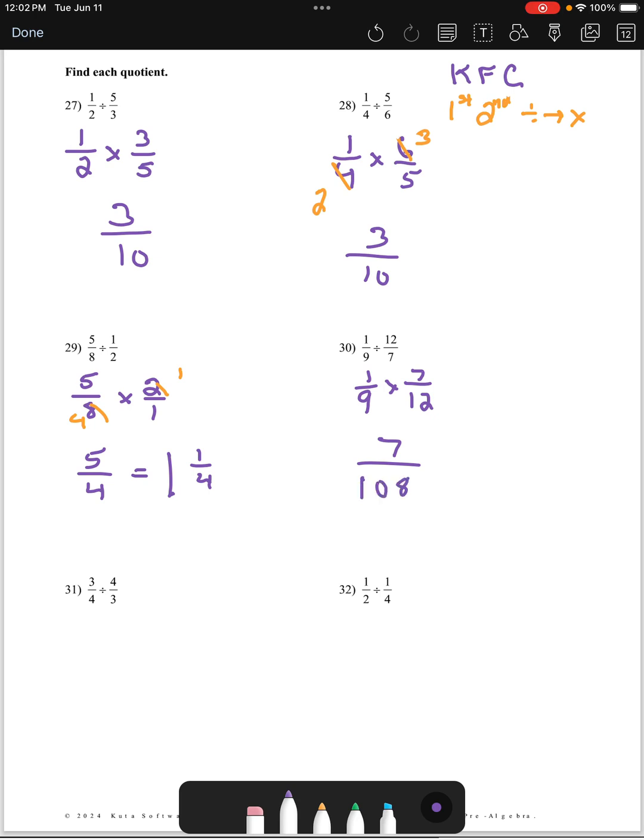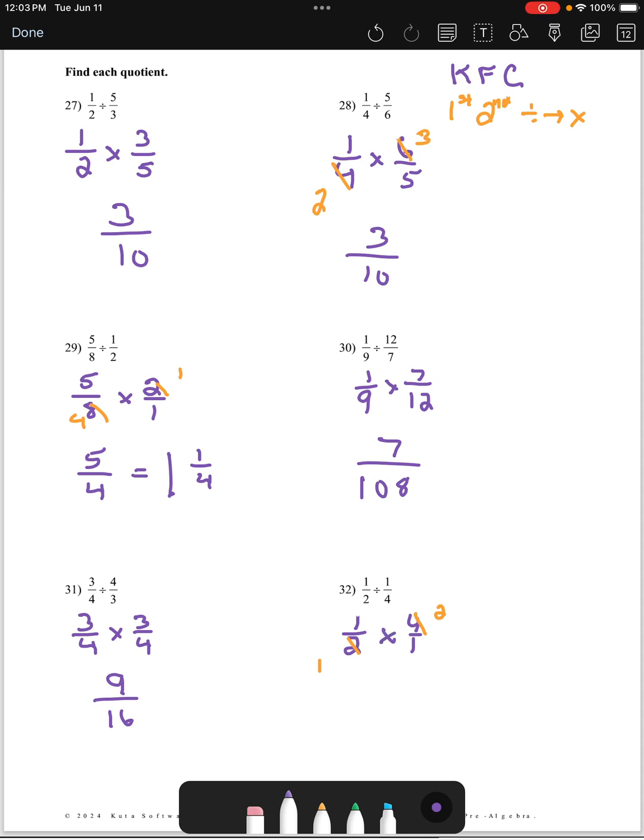1 times 7 is 7. 9 times 12, okay, 9 times 10 is 90. 9 times 2 is 18. 90 plus 18 is 108. Keep the first fraction. Flip the second fraction, and change your division to multiplication. No simplifying here. 3 times 3 is 9. 4 times 4 is 16.